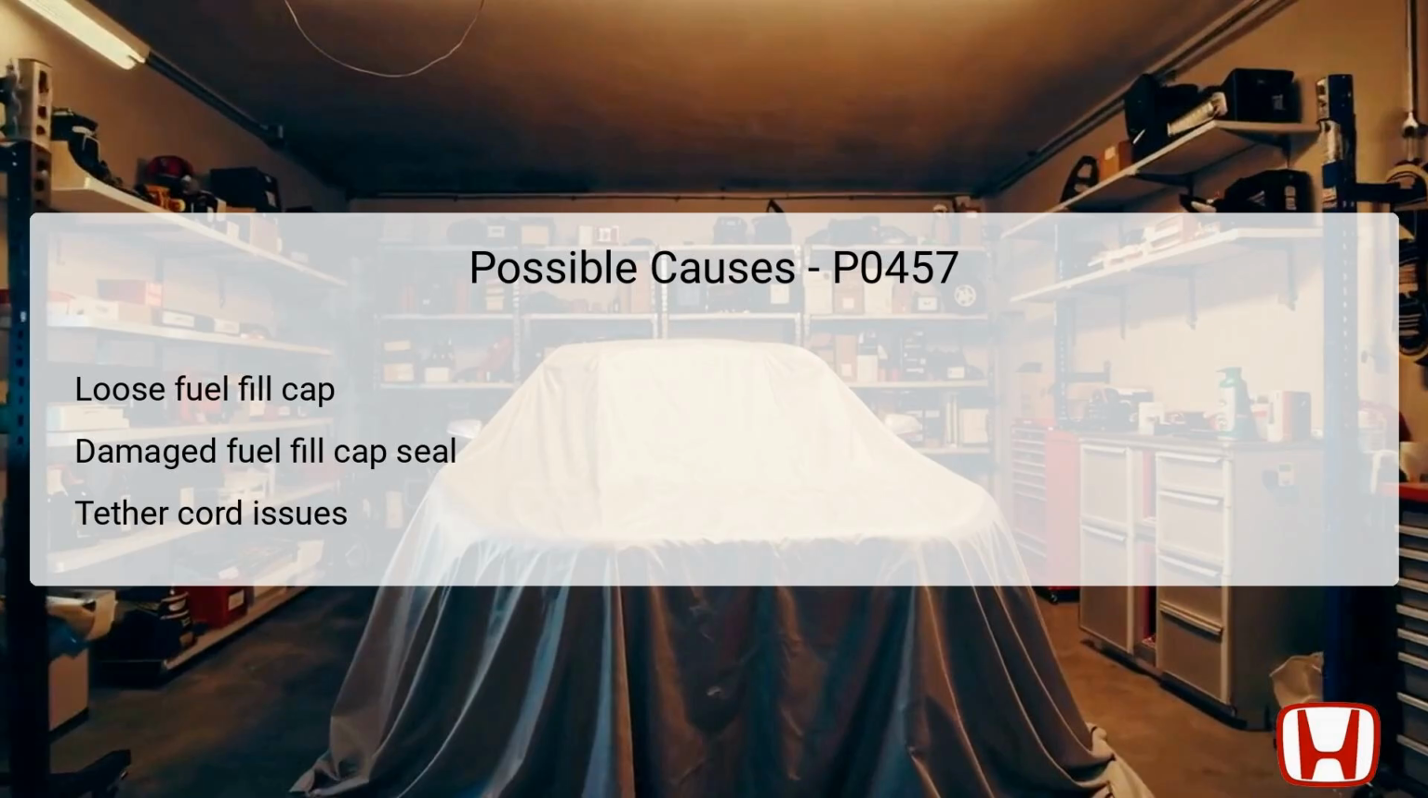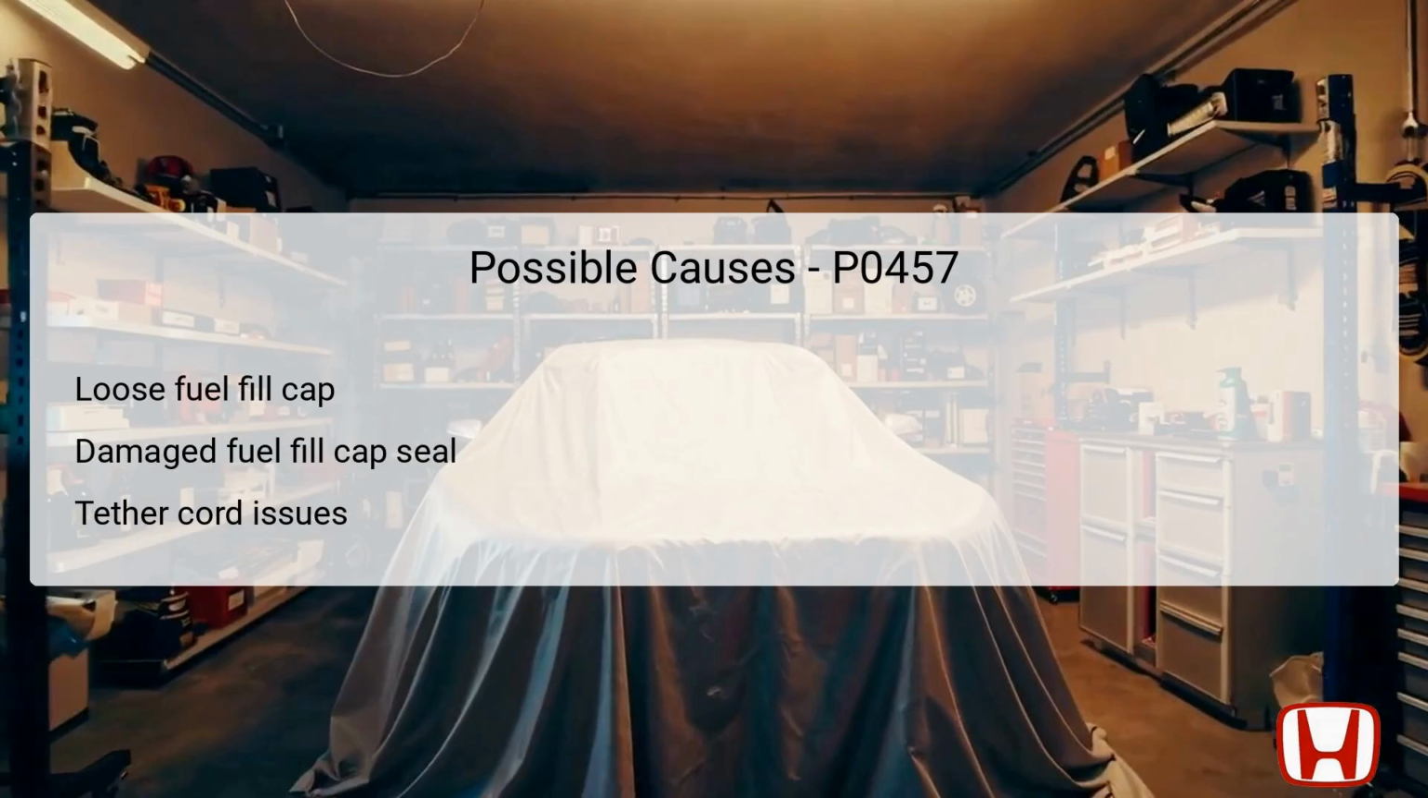Several possible causes can contribute to the setting of DTC P0457. First, a loose fuel fill cap is a common issue. If the cap is not secured correctly, it can lead to vapor leaks. The indication is that the cap should say "tighten to click," providing a clear operational guideline for proper assembly.